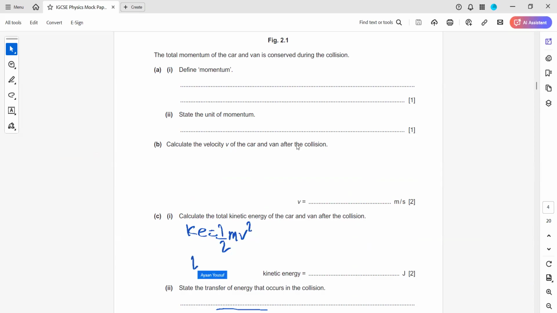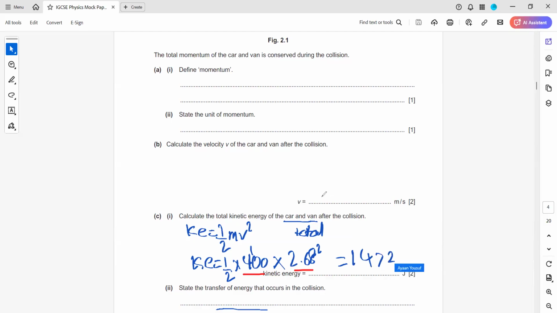How do we know whether we have to convert units? The SI unit of mass is kilogram, so whenever you see a mass in the question, it should always be in kilogram. Calculate the total kinetic energy of the car and the van after. The mass of the car and the van together, because they stick together, is 1100 plus 3000, so the total mass is 4100. The speed we calculated is 2.68. So 2.68 squared times 4100 divided by 2.